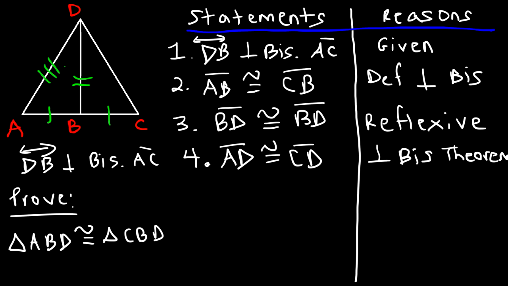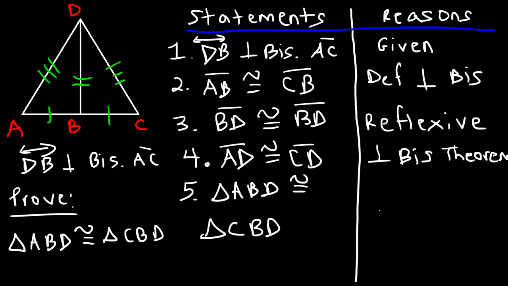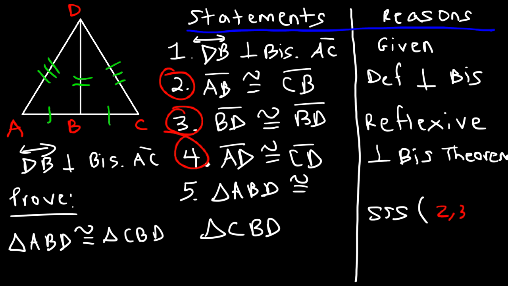So now all three sides are congruent. So in step 5, we could say that triangle ABD is congruent to triangle CBD. And this is the side-side-side postulate. And we use statements 2, 3, and 4. And so that's it for this proof.